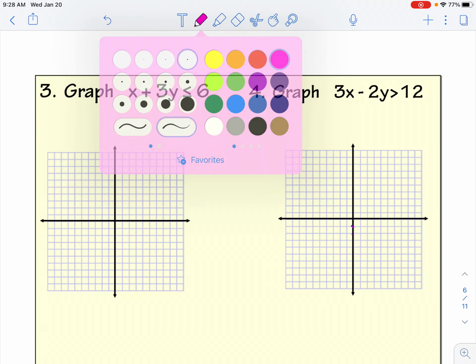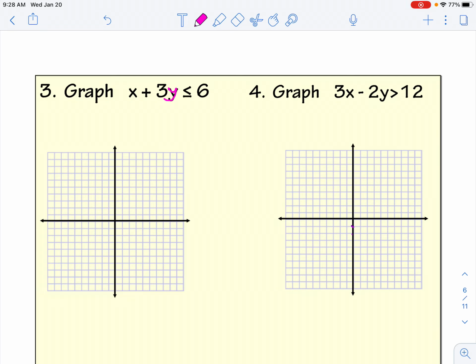Because it's not solved for y, I have to solve this equation for y, or this equation for y. I'm going to have you try number 3 on your own and then check back to your notes, and we're going to do number 4 together. So after you do number 3, you can check the notes. You can pause the video and do that right now, and then I'm going to go through number 4.